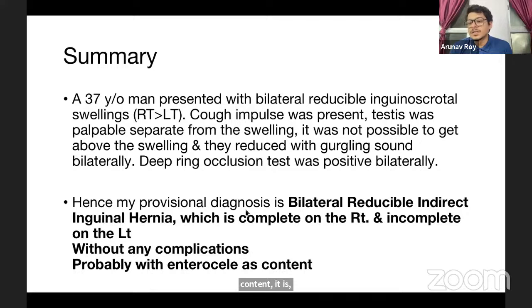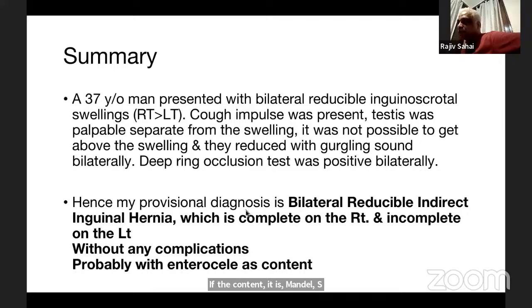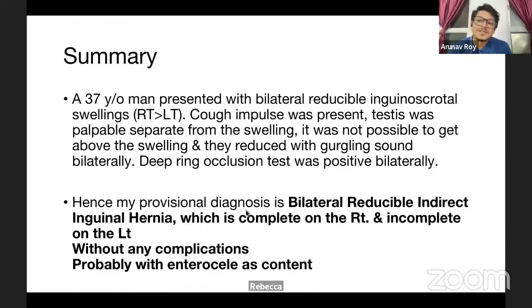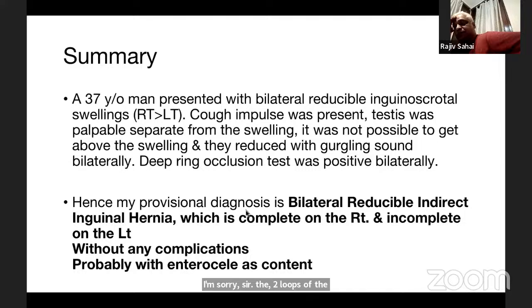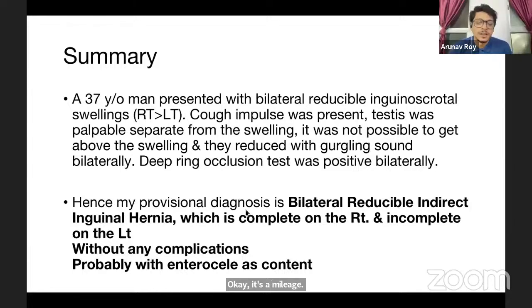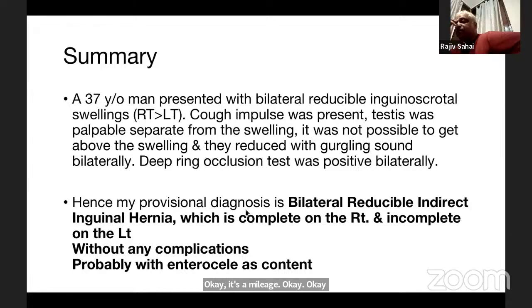If the content is Maidel's. Repeat. Oh, no. It's Maidel's. What is Maidel's? I'm sorry, sir. Maidel's hernia is, sir, in which two loops of the gut. So appendix is? Okay, it's Amyand's. Okay. Am I right? Sorry, sir. Right.